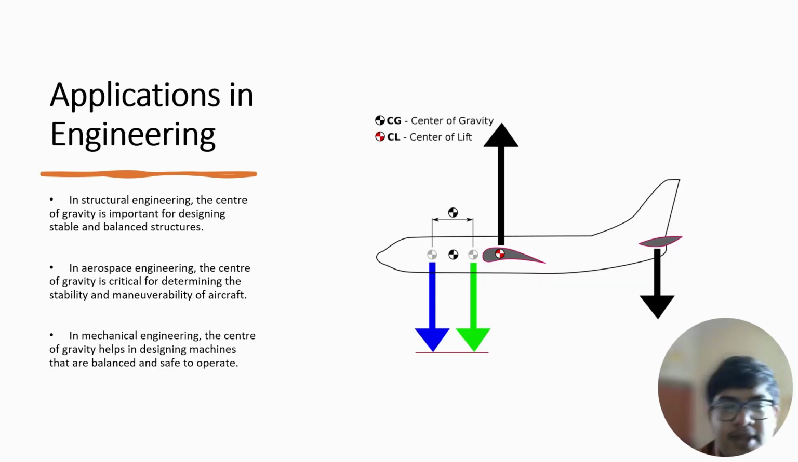Next, let us know a few applications in engineering. In structural engineering, the center of gravity is important to design a stable and balanced structure. In aerospace engineering, the center of gravity is critical for determining the stability and maneuverability of an aircraft. While in mechanical engineering, the center of gravity helps in designing machines that are balanced and safe to operate. So these are a few applications.